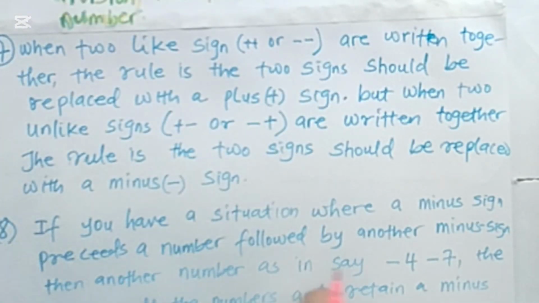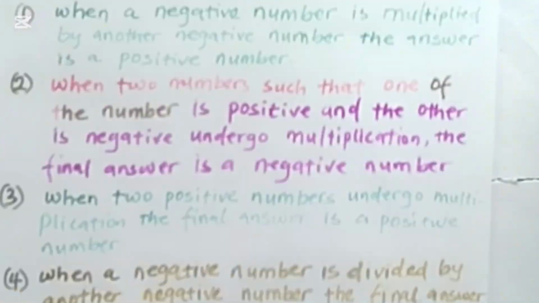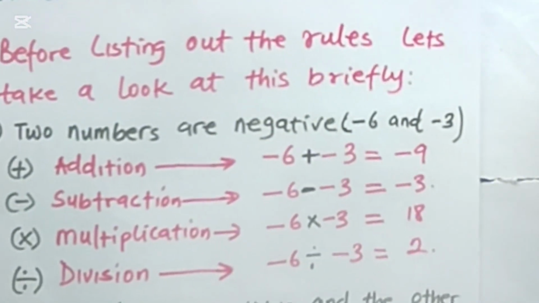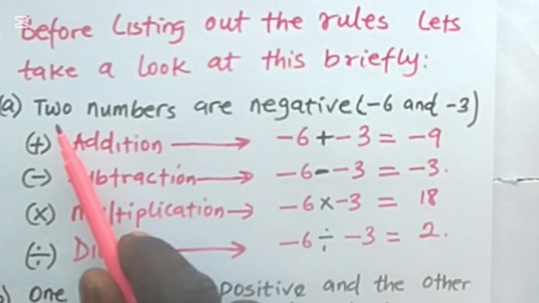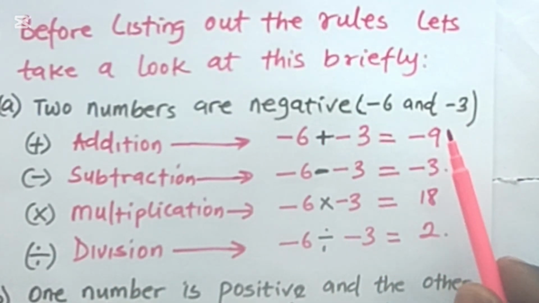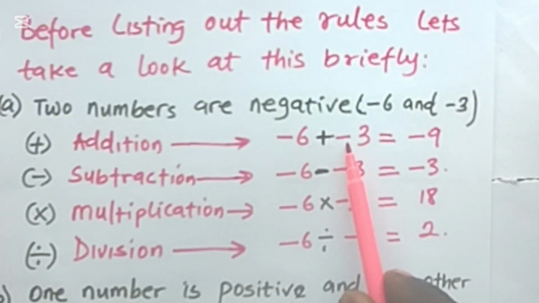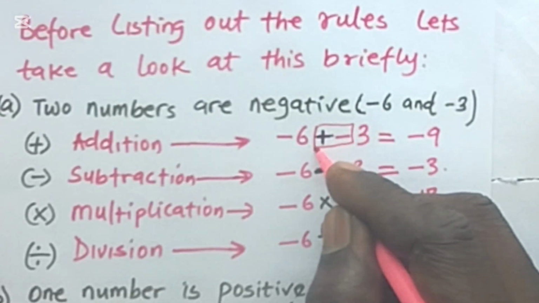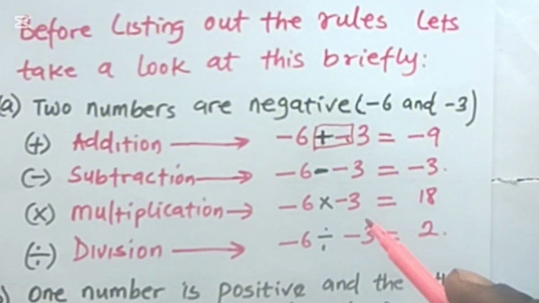So let's go to the eighth sign. Let's go down to our outline and see if we can say anything about it in the light of those rules. Look at a situation where there is addition of two numbers that are both negative. Minus 6 plus minus 3. So we have two unlike signs here. Plus minus, two unlike signs here.